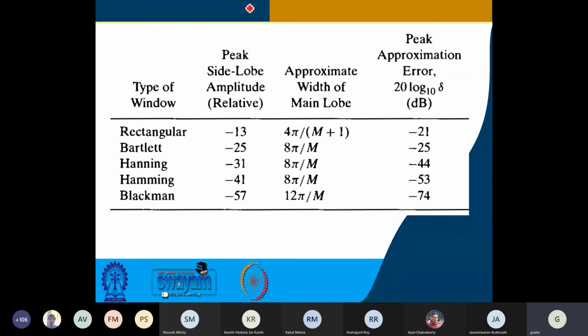So this is what we are discussing, the different things that we have observed. This is the corresponding main lobe, and these are some peak approximation error. This variation, 20 log 10 delta, if you calculate, this is the kind of values that you can get for these different windows. So depending on what your customer wants, you pick up one or the other window.